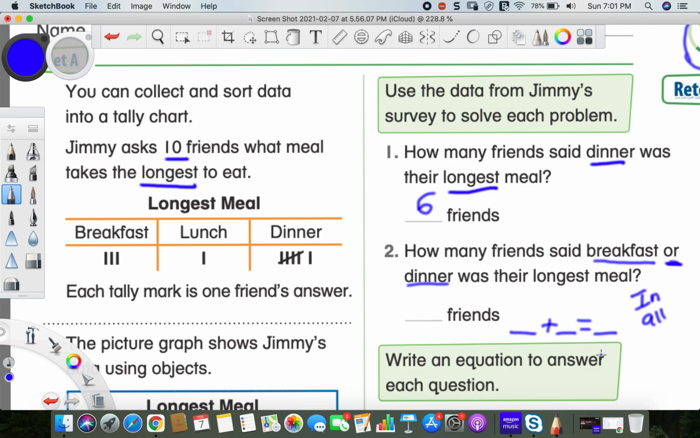Okay? So I gave you guys a big hint. I told you that we need to add, and I compared it to the words in all. So check breakfast and dinner and see what your total is.